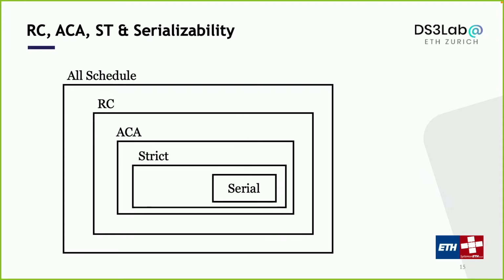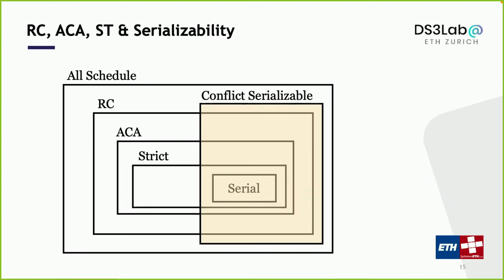And we talked about serializability last time, right? You can also put conflict serializability here. It's actually a different dimension of schedules. So the thing that we want is that we try to enforce this part by default. We want something that is serializable or conflict serializable, and also we want something to be strict.